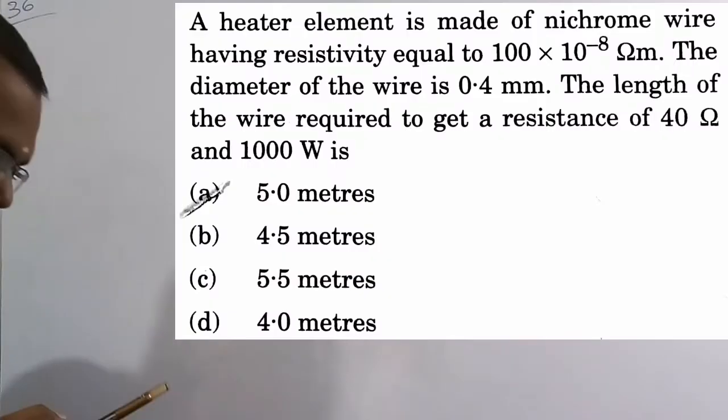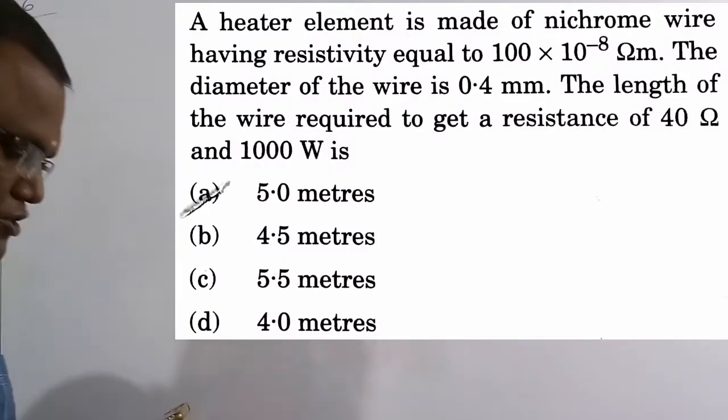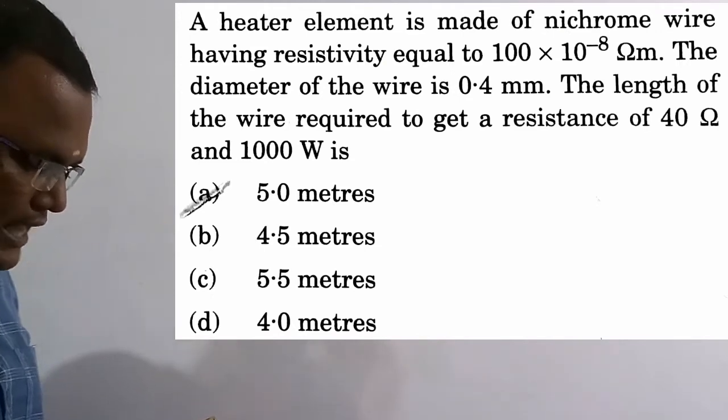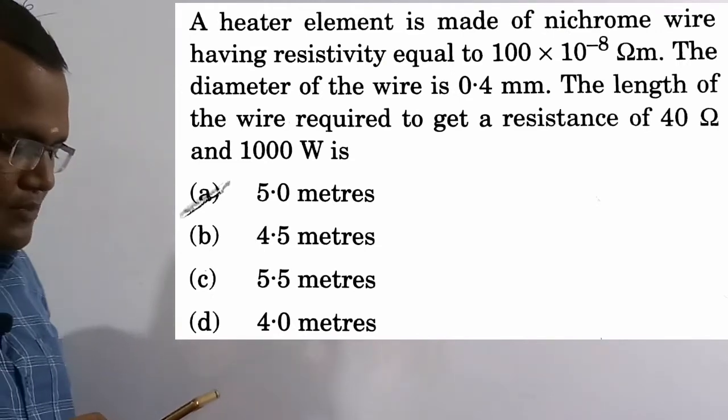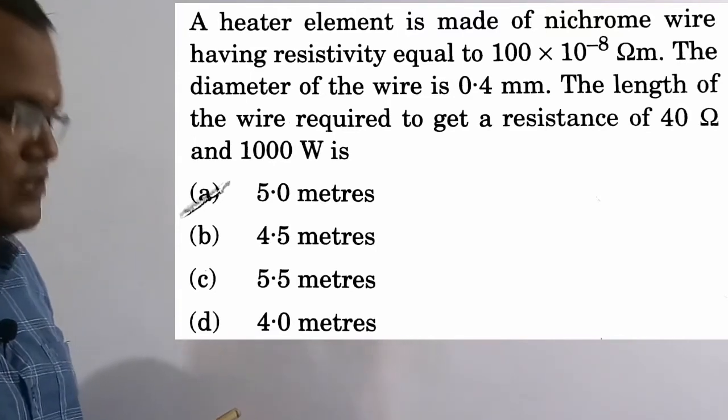So now we are going to solve the 36th question. See the question here. A heater element is made of Nichrome wire having resistivity equal to 100 × 10^-8 ohm meter. The diameter of the wire is 0.4 millimeter. So the length of the wire required to get a resistance of 40 ohm and 1000 watt is.